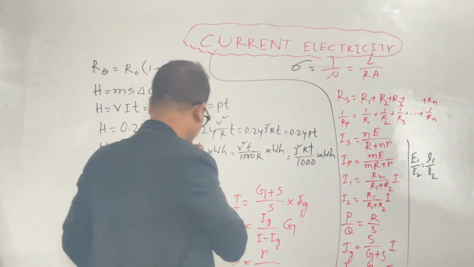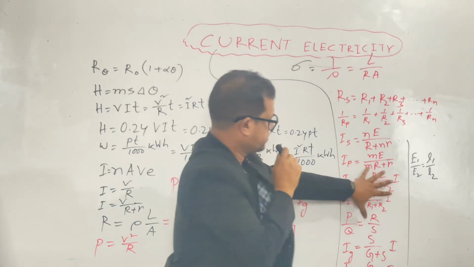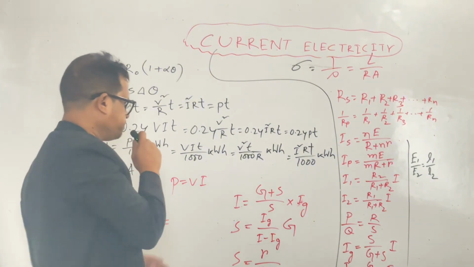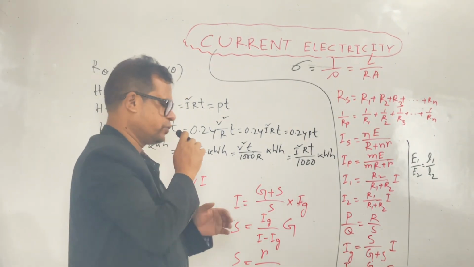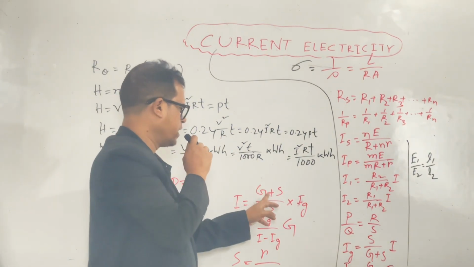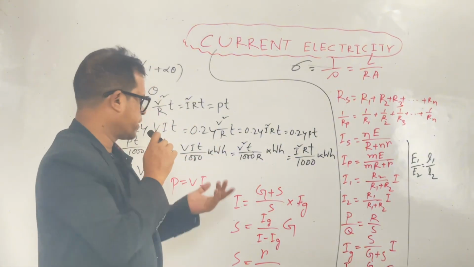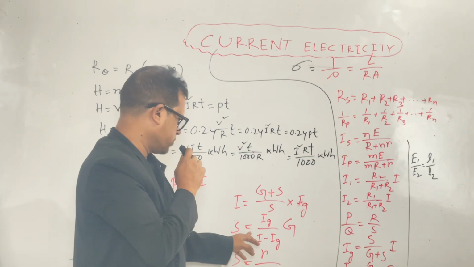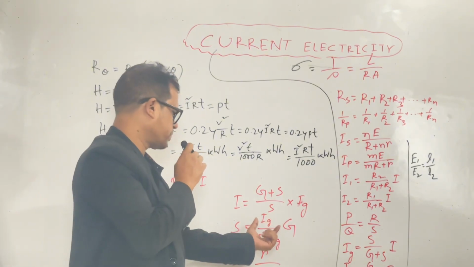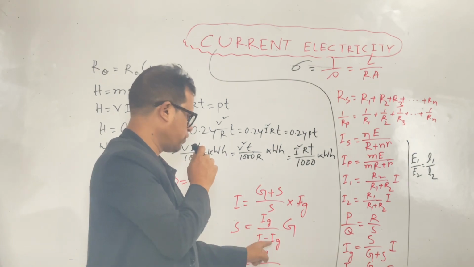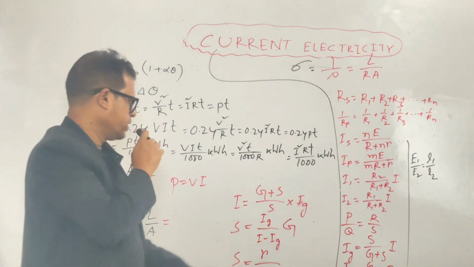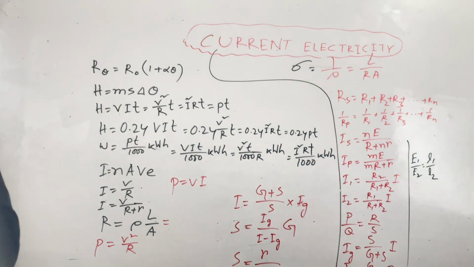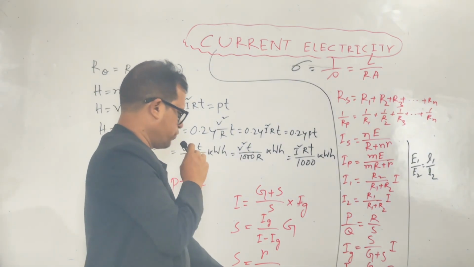This formula and this one are the same. I is the total current flowing through the galvanometer and shunt. If you want to find this, apply the formula I equals G plus S over S multiplied by Ig. Moreover, the resistance of the shunt S equals Ig over I minus Ig, multiplied by capital G. And finally, S equals R over N minus 1.